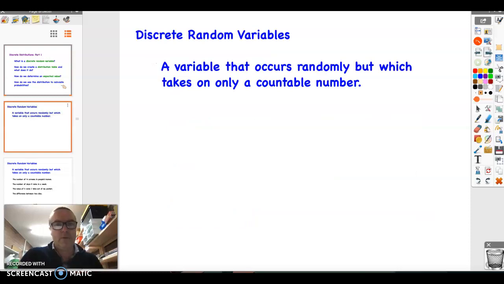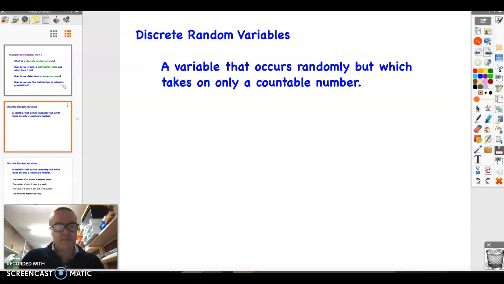First of all, what is a discrete random variable? It's a variable that occurs randomly but only takes on a countable number. Counting numbers being 0, 1, 2, 3, 4, etc., as high as you like, but no values in between there.